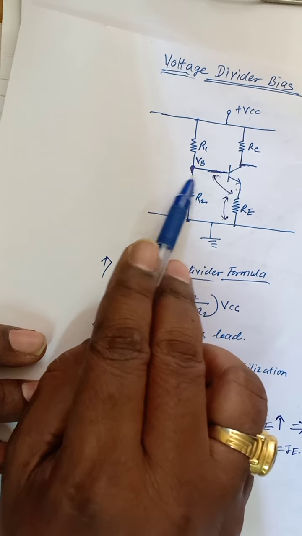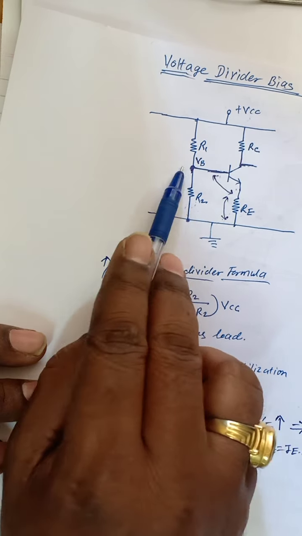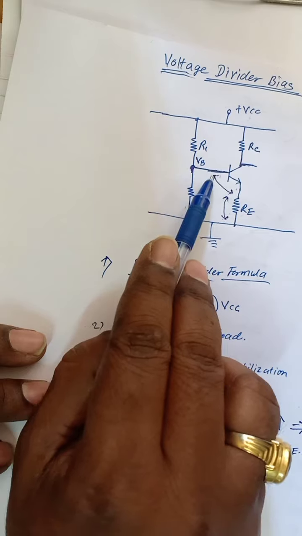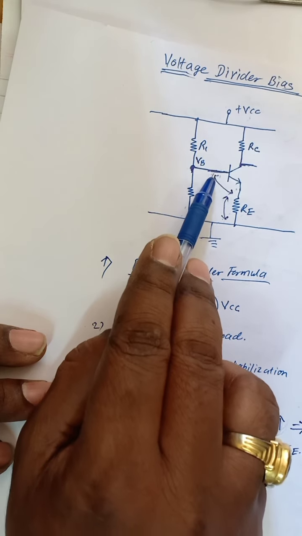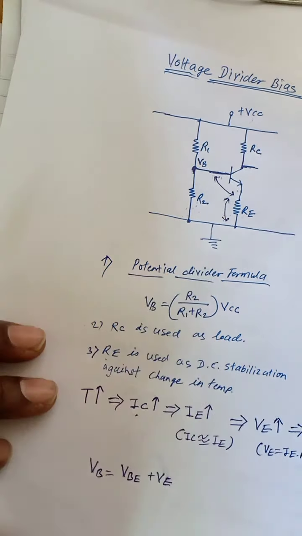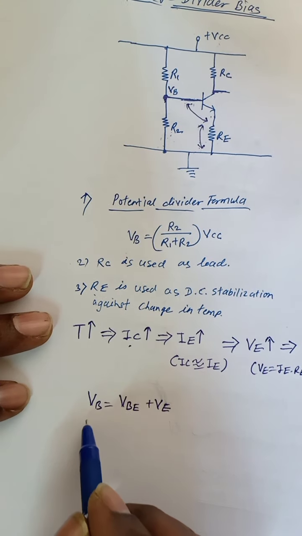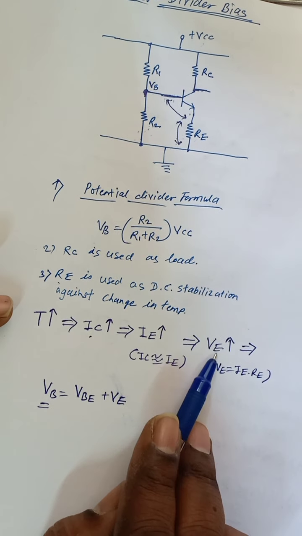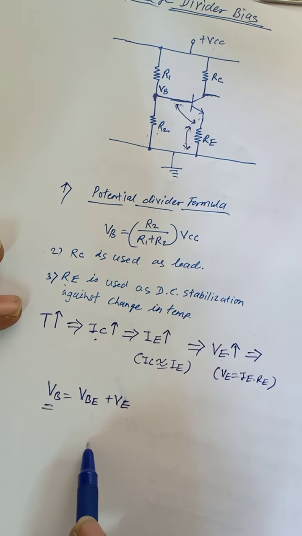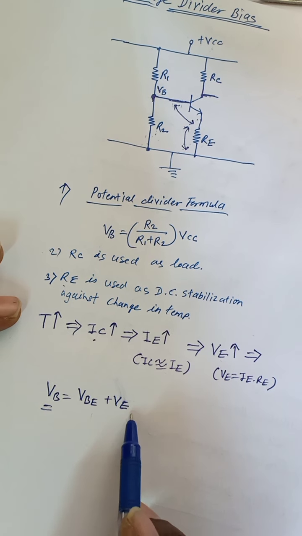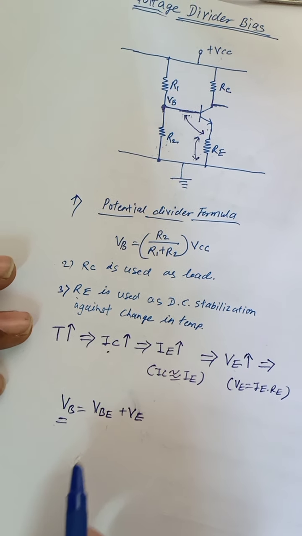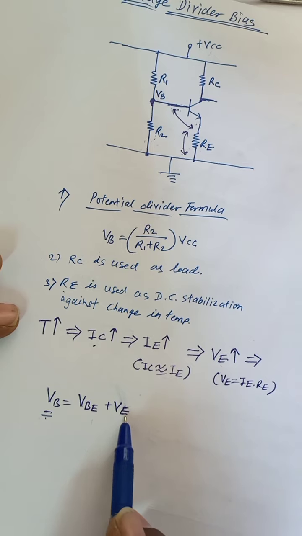So if you see from this side, this is parallel, so this and this both are the same. So if you see this side, VBE plus VE, this is the same. VB is fixed. So as VE increases, VBE decreases, because VB is fixed.